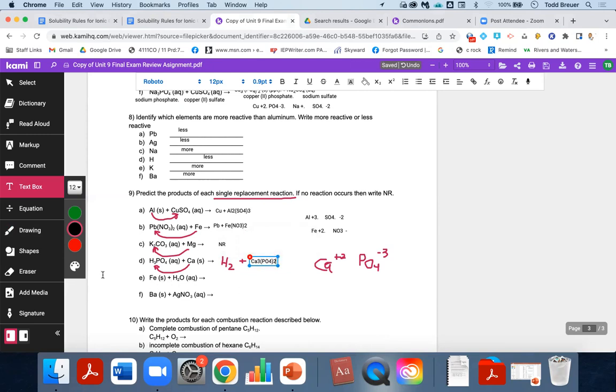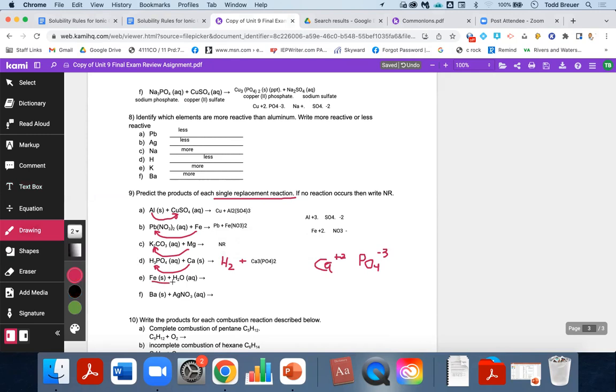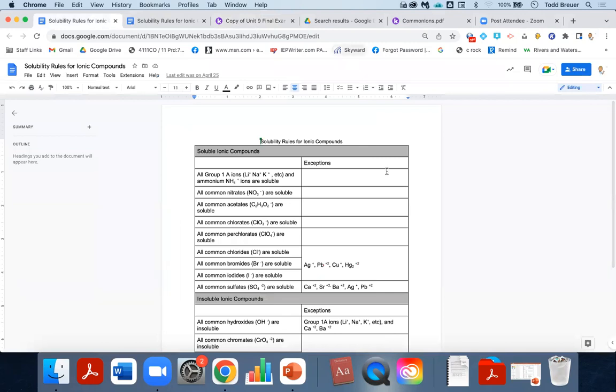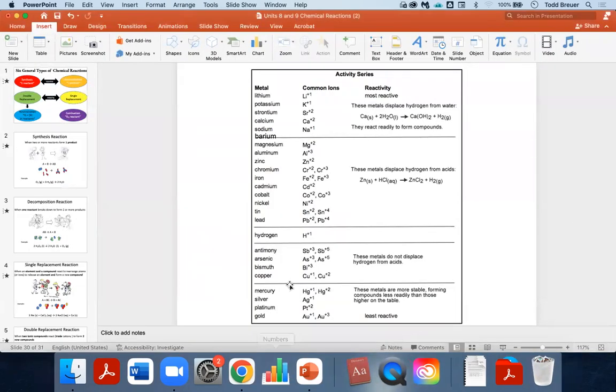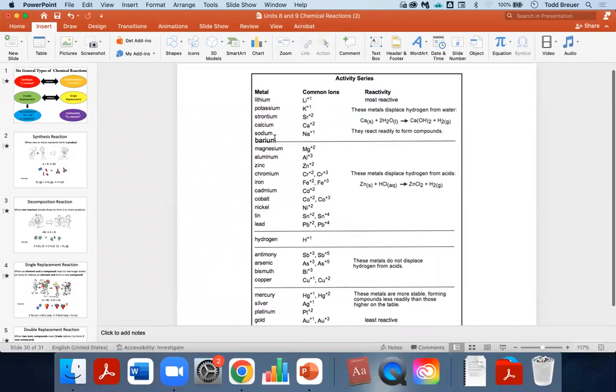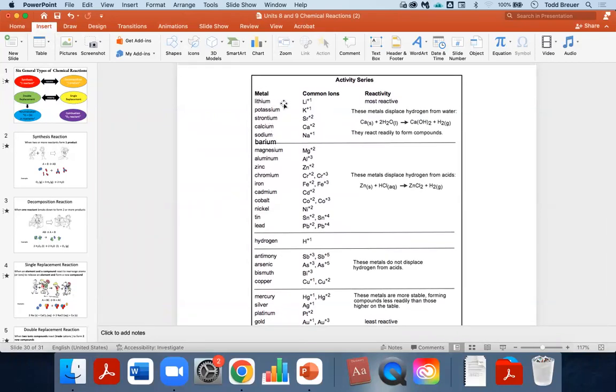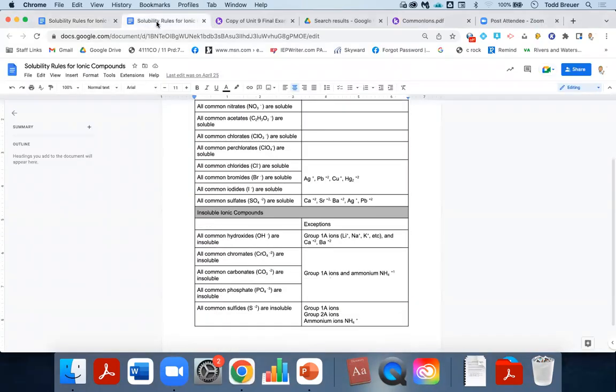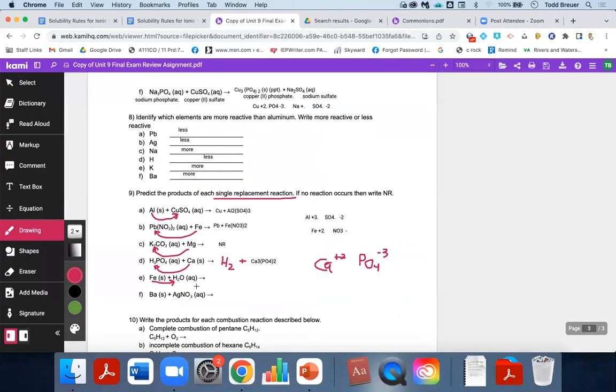So here's iron trying to replace the hydrogen, right? But here the hydrogen is in water. So this is a strange example, but let's just talk about it anyway. So it says that these metals displace hydrogen from water. Only barium up to lithium can replace hydrogen when it's part of water. So this is hydrogen in water that's trying to be replaced. So this actually is a really easy example. Iron can't do that, right? Only that list of elements above is possible to do that. So we write no reaction.